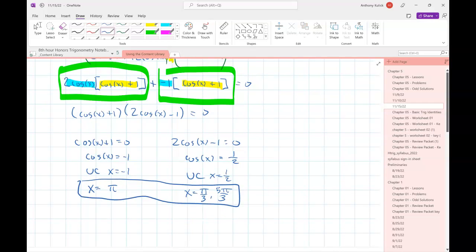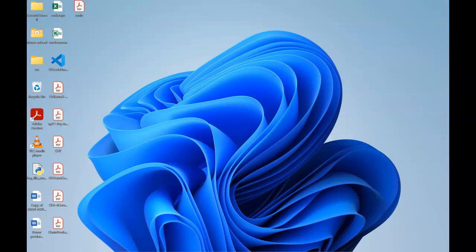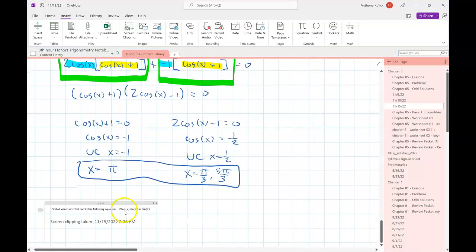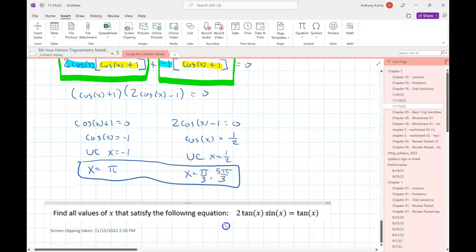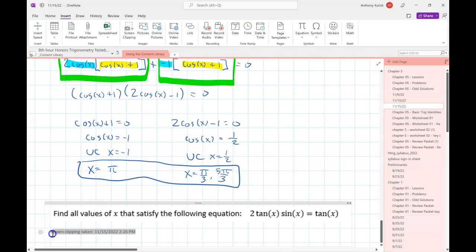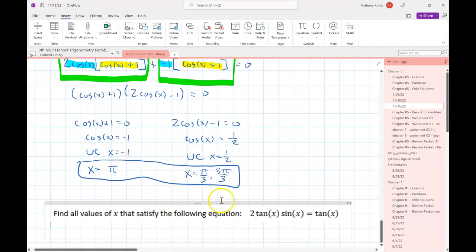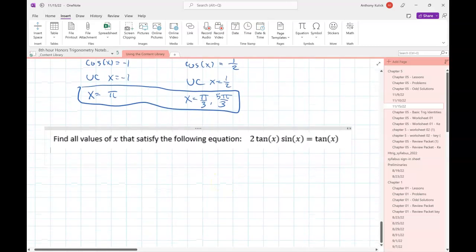Everybody's okay with that? Boy, Mr. Kulik, this is starting to look a lot like Algebra 2 all of a sudden. Yeah, don't you know it? Remember, you spent all that time in Algebra 2 solving polynomials, right? It's like the revenge of the polynomials are back. All right. Let's do another.